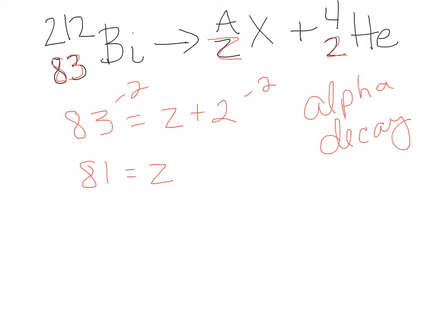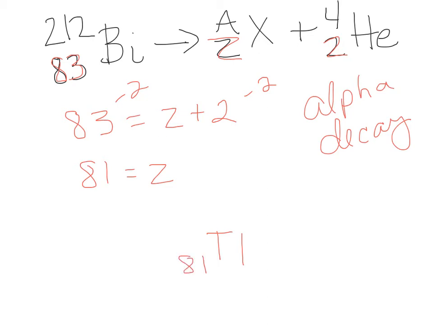Look at the periodic table, right? What has an atomic number of 81? Thallium. There we go, and it has 204.383 mass.